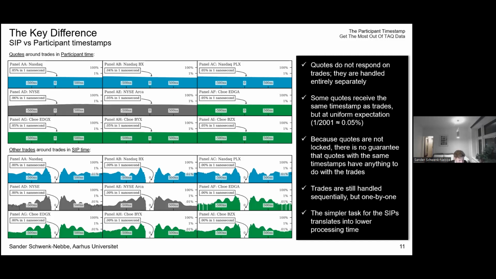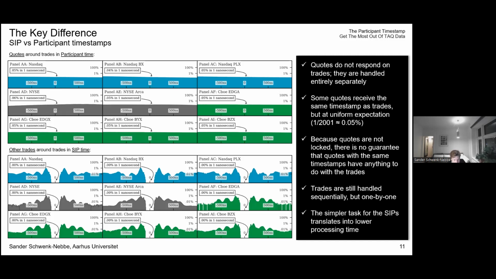So just to finish this slide here, now I'm not exactly sure where I left off, but what we see in the top is that there are quotes now that do receive the exact same timestamp as trades. That is expected, because what happens is that the SIP actually does not stop. There is no order book here. The SIP doesn't have to keep an order book, right? They just receive the trades and quotes from the exchanges. So they do not actually have to keep track of an order book. So what happens is then that quotes do not respond at all on trades.